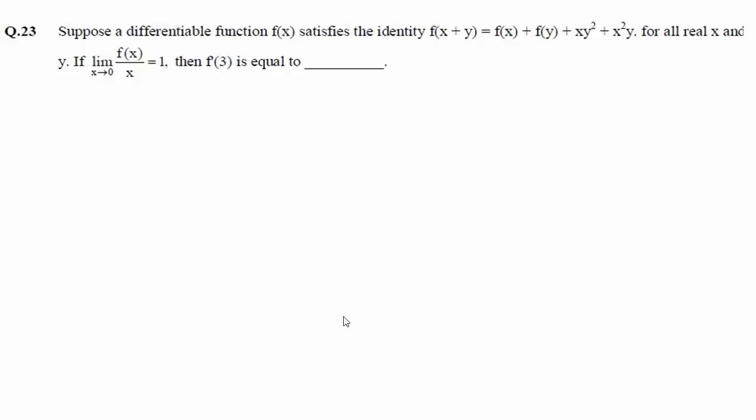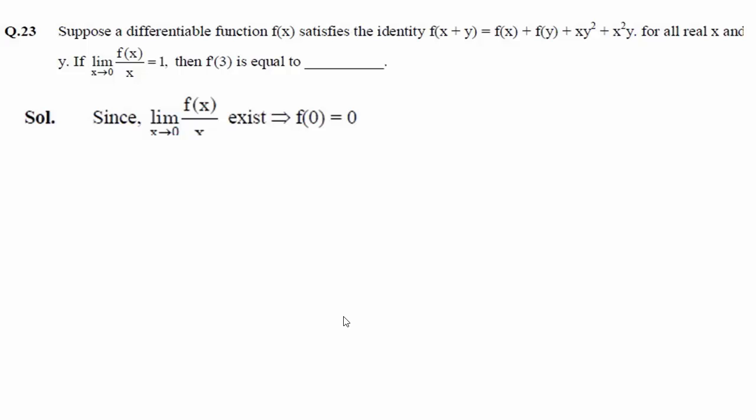Question 23. Suppose a differentiable function f(x) satisfies the identity f(x + y) = f(x) + f(y) + xy² + x²y for all real x and y. If limit x tends to 0 of f(x) by x equals 1, then f(3) is equal to? Since the limit x tends to 0 of f(x) divided by x exists, this implies that f(0) equals 0.